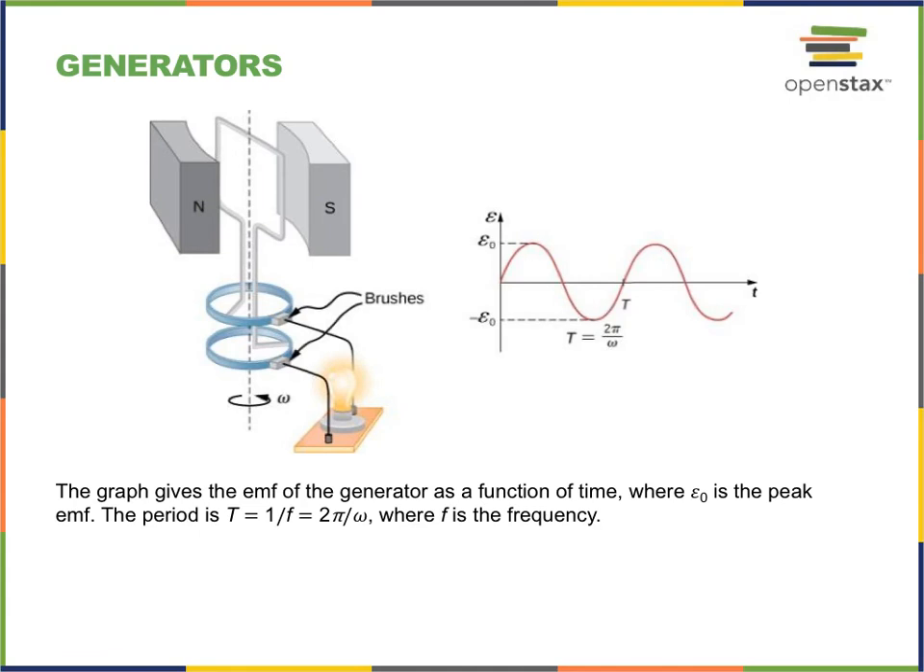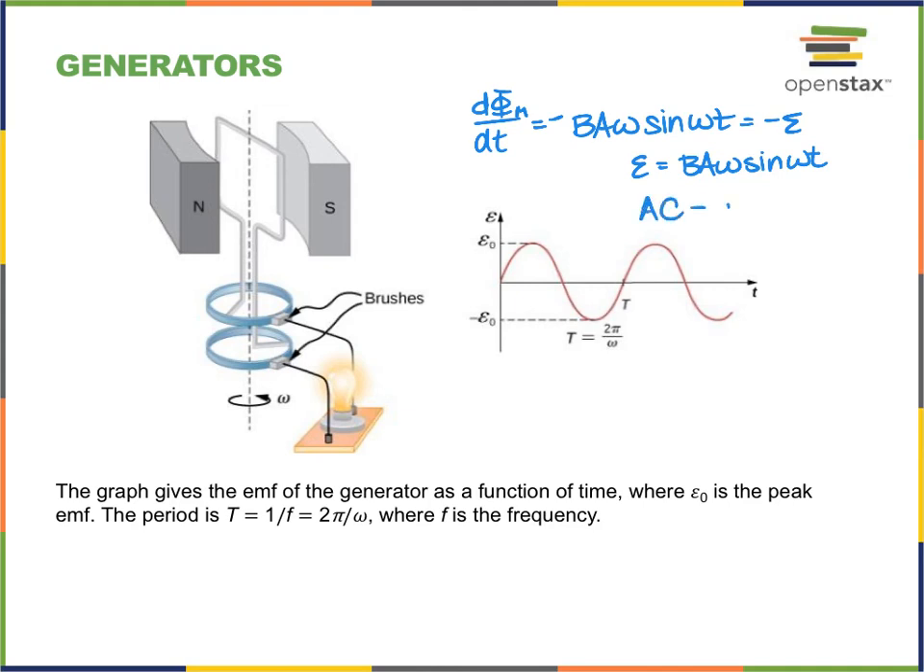Interestingly, because of that expression for the changing flux, which was B-A omega sine of omega t, which had a negative sign, remember though that this is minus E, so E is B-A omega sine omega t. The EMF that's created actually changes sinusoidally with time, which also means that the current is going to be sinusoidal. And this is exactly what we mean when we talk about AC, which is alternating current.